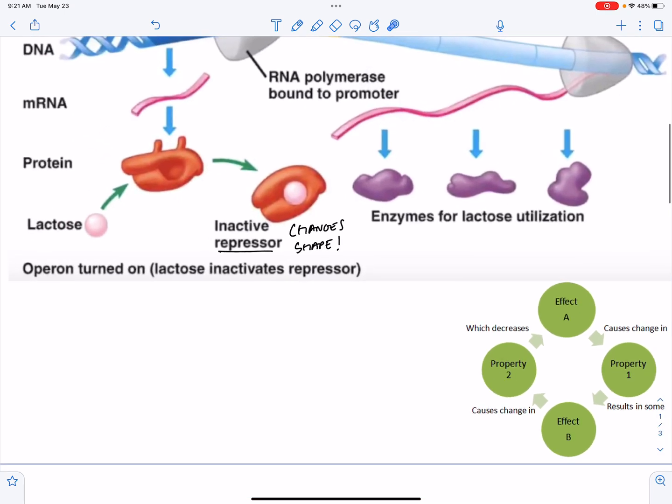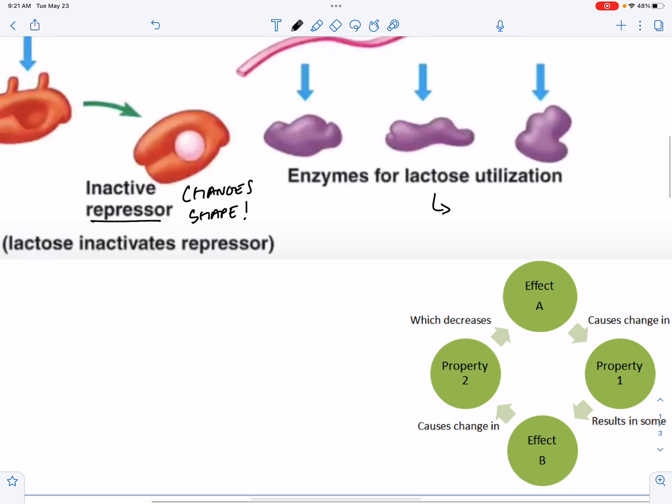So these are the enzymes that are going to break down lactose and convert it to glucose and galactose.